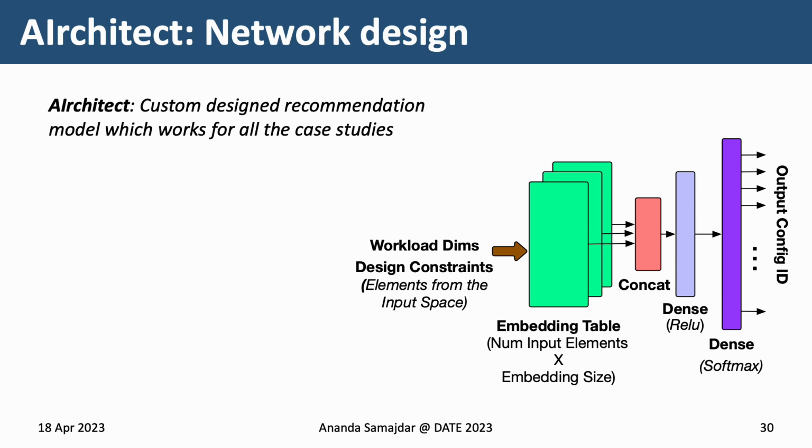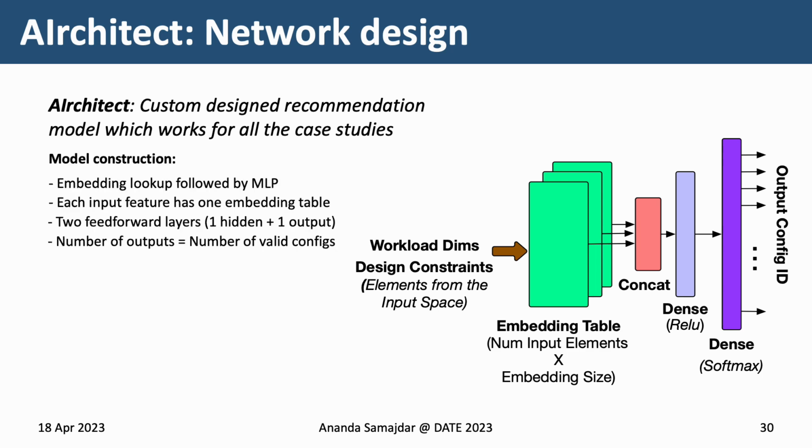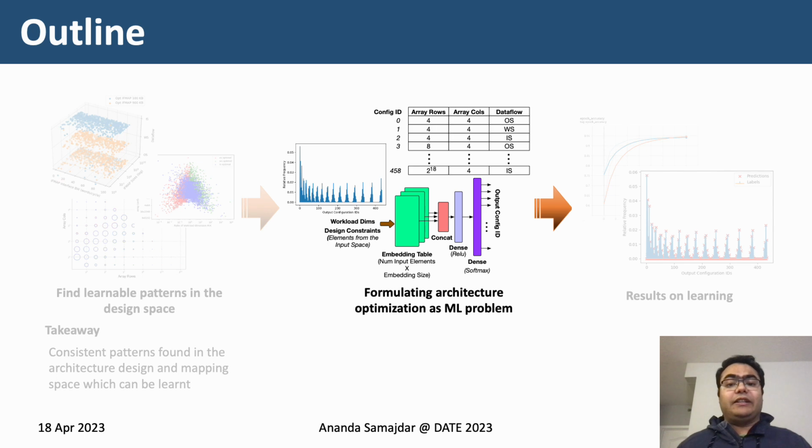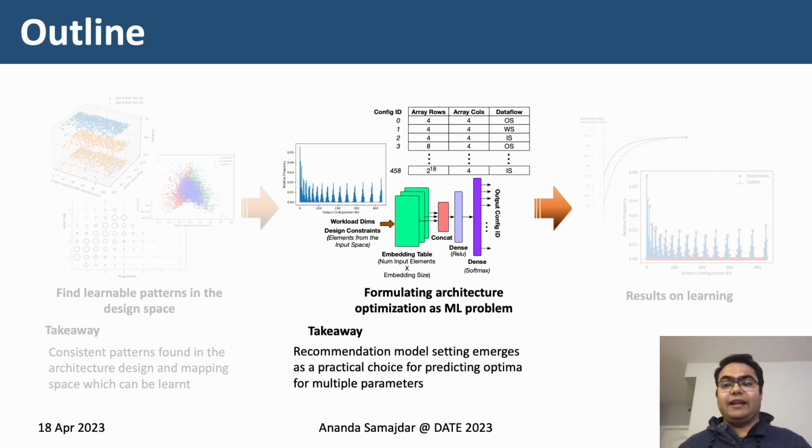This brings us to AIrchitect, a custom recommendation model to learn the design spaces. The model is constructed by adding a feature embedding layer with MLP classifier. The output layer is a softmax predicting the optimal configuration ID. The input of the model is equal to the feature size of the input space. We train the model with Adam optimizer and categorical cross entropy loss function. We use a minibatch size of 32 and a train validation split of 80-10-10. With this model in place, we now evaluate its performance on learning the design and mapping spaces.